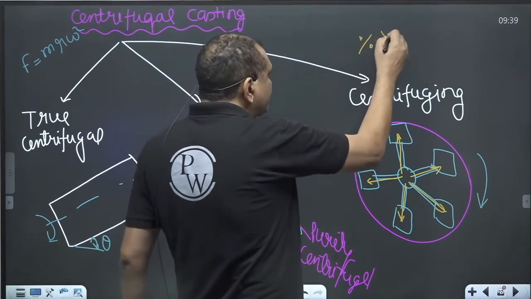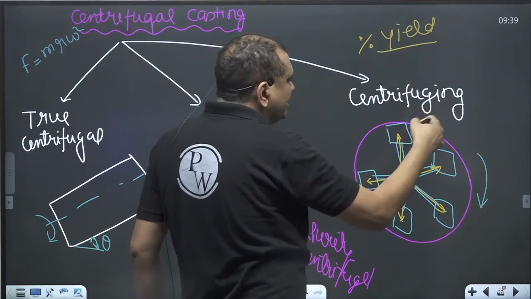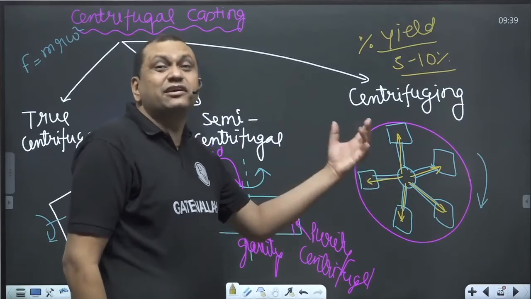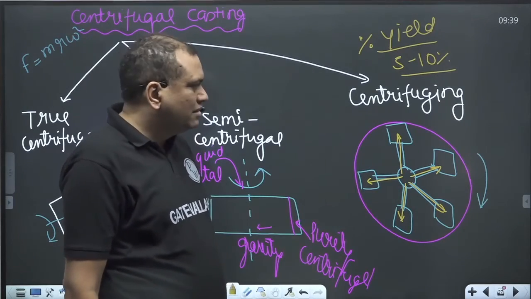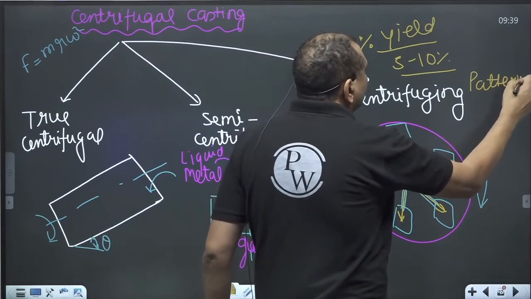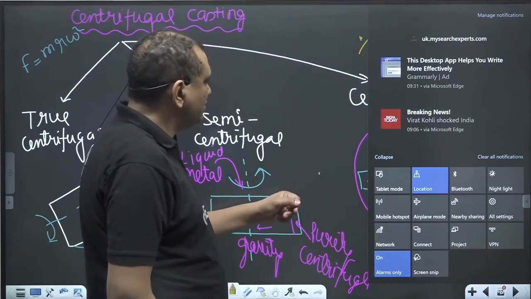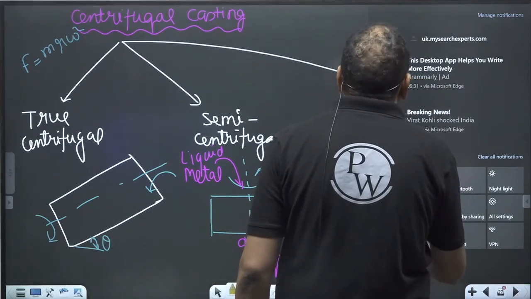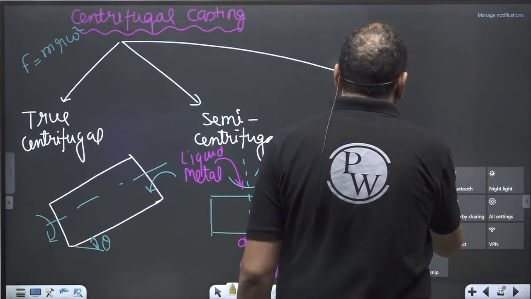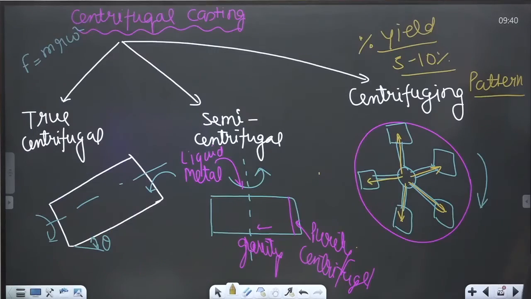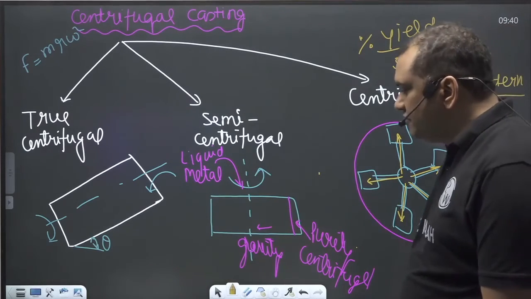Percentage yield in centrifuging is only 5 to 10%. So it's not a very productive casting process, but still in some cases we use it. Primarily this type of casting is used to make patterns for investment casting. Okay, so that is centrifugal casting.